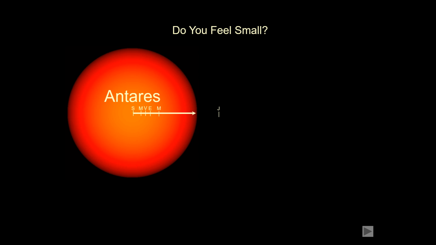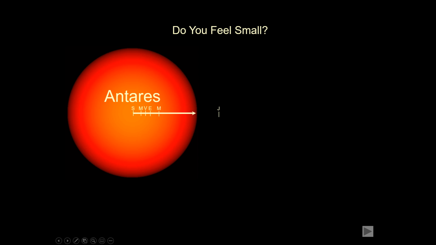What I've done is superimpose this line right here, which shows you the approximate location of at least some of the planets in our solar system, if they were superimposed over the center of Antares. At the center of this line is a dot and an S, and that refers to the location of the Sun. The approximate location of Mercury is shown with the M. The V is Venus, E is Earth, M is Mars, and J is Jupiter.